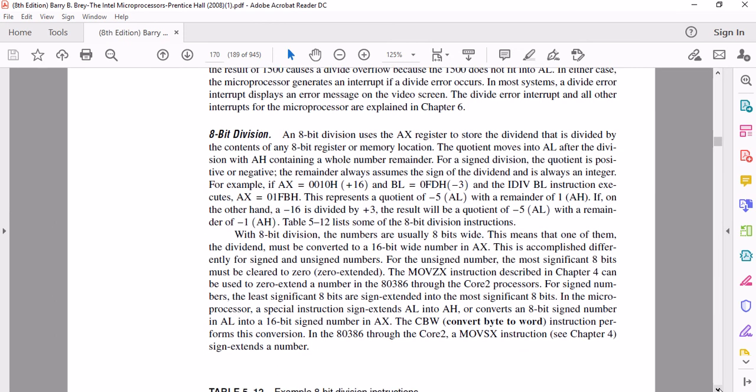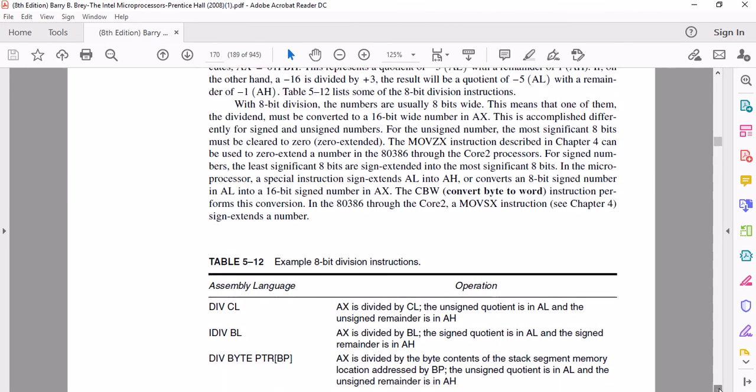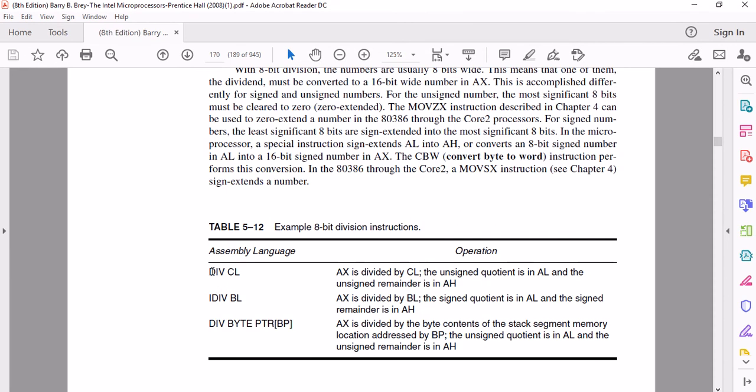Now let's see an example. So this table tells us that DIV CL means AX is automatically used in the division operation. AX is divided by CL. The value in AX is divided by the CL register, and the unsigned quotient is in AL, and the unsigned remainder is saved in AH. So the quotient will be saved in AL and the remainder will be saved in AH.